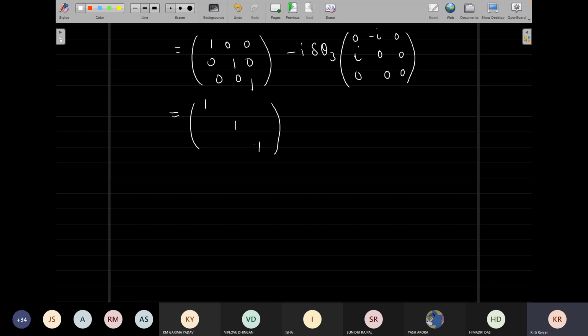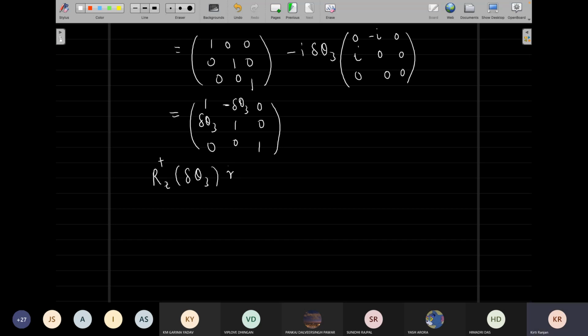1, 1, 1, and then what? Minus i delta theta 3. No, there will be no i, because i squared will give you minus one. So there won't be i. Minus delta theta 3. Excellent. And that means delta theta 3 here, so you should have zeros everywhere else. So you have got the representation Rz of delta theta 3.